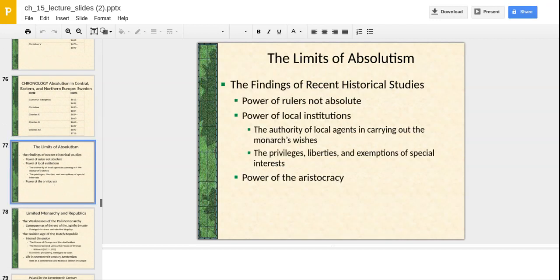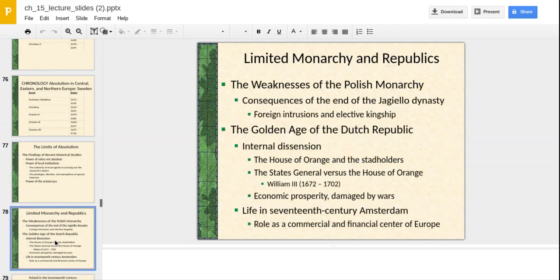Right, limits of absolutism. The power of rulers. If we're asking the question, do they rule absolutely? The answer's got to be no. I don't know that there's ever been such a thing as complete and absolute rule. Even under some of the world's greatest tyrants, local institutions are still going to carry their power. The authority of local agents in carrying out the monarch's wishes, privileges, liberties, and exemptions of special interest. Quite simply, he can't have everybody against him. These absolute monarchs can't. And in some areas, the aristocracy is simply too strong.